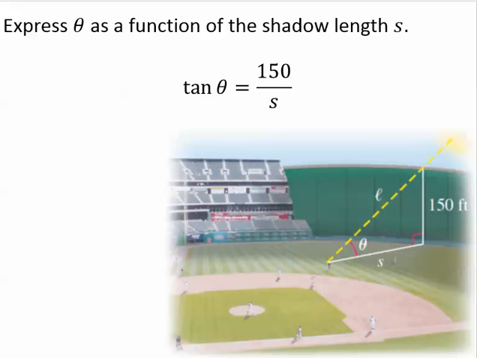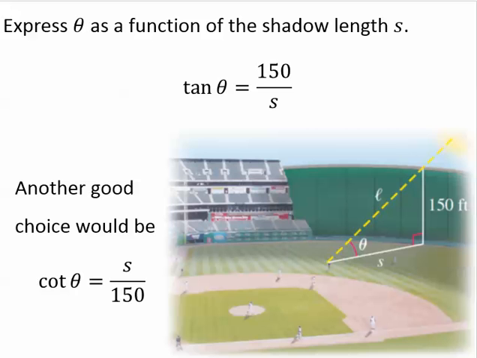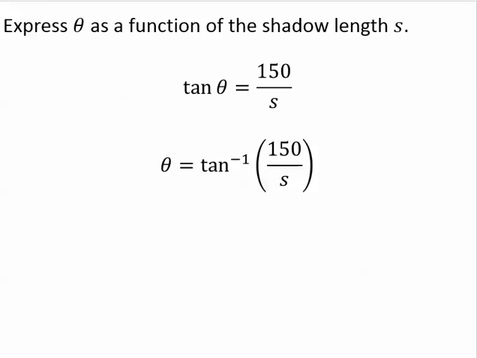I'm going to use tangent. Tangent of theta is 150, my opposite, over S, which is my adjacent. So I just wrote tangent theta equals opposite over adjacent. I could have also done cotangent if I wanted to. After I get that expression, tangent theta equals 150 over S, that tells me that theta is equal to inverse tan of that ratio, 150 over S.